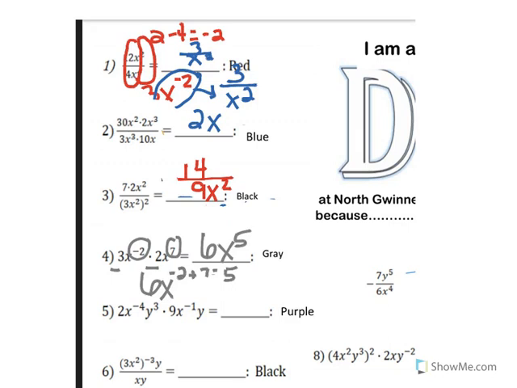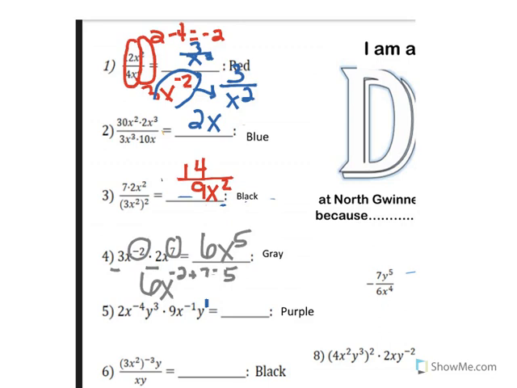Okay, moving on to number 5. So number 5 you're going to work on, and you're going to pause the video, but you need to make sure you put the 1 above the y, because everything that doesn't have an exponent is just an exponent of 1. Okay, so pause the video.